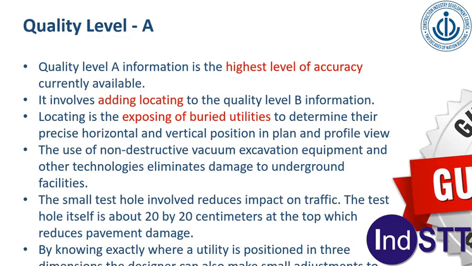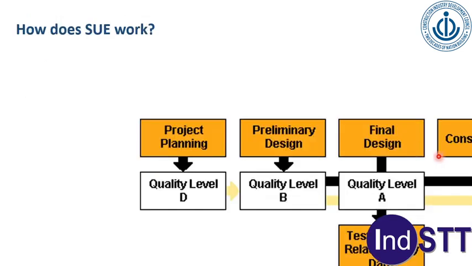So, for example, in project planning, as I said, quality level D is sometimes good enough just for the initial project planning. Once you go to preliminary design, you can go for quality level B data, no problem with that. But once you are going for final design and ultimately into construction, you have to have some test holes and related utility data. That means you must elevate your information to quality level A. So this is a proven solution. In many countries, it has been proven and given great results.